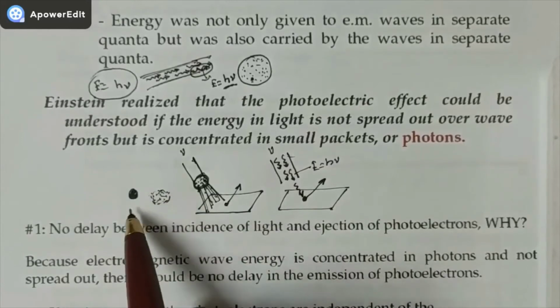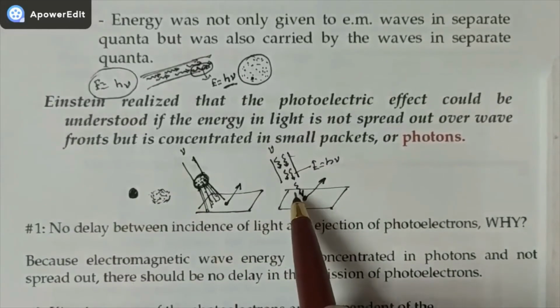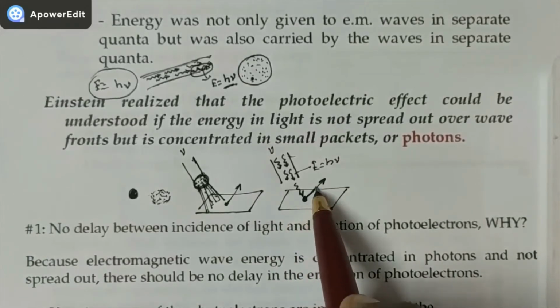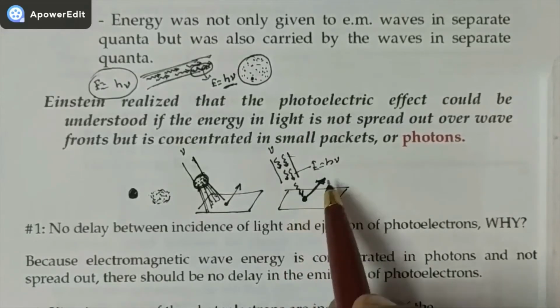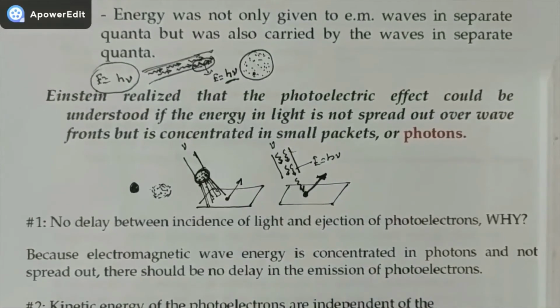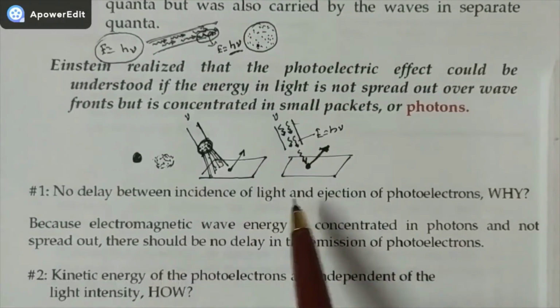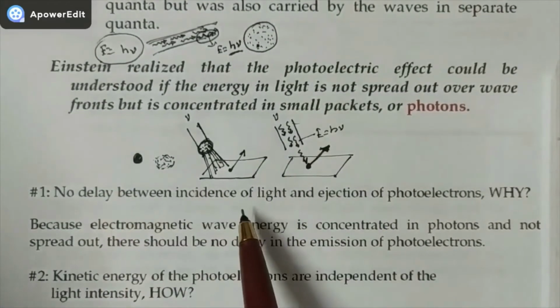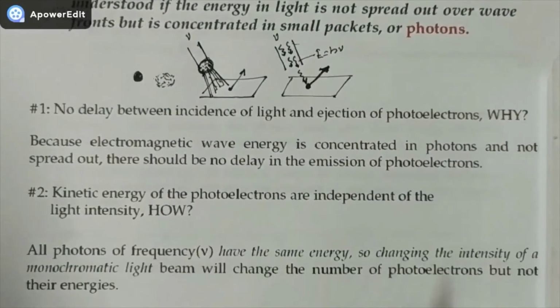Very crude, I'm telling you in a very crude language, but the same thing is happening: the photon comes out and then almost instantly transfers its energy to the electron, and the electron comes off instantaneously when the electromagnetic radiation strikes the surface. So on the quantum theory of light, we can explain why there is no delay between the incidence of light and the ejection of the photoelectron.